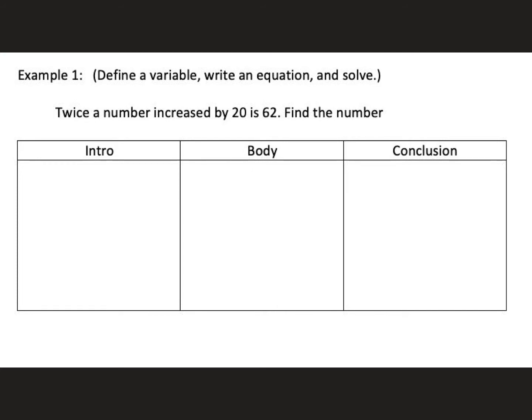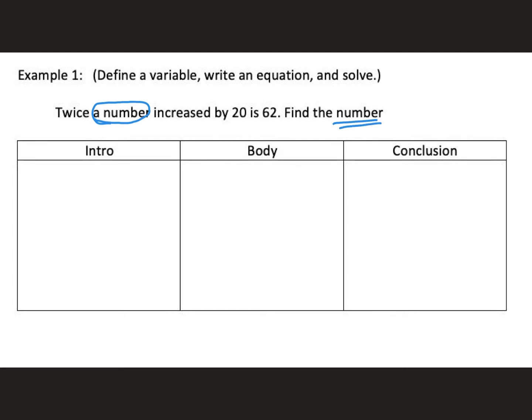And the way that we kind of look into it is kind of like an introduction, a body, and a conclusion. And so first of all, let's read what we have. Twice a number increased by 20 is 62. Find the number. So we're going to go ahead and translate this. So we talked about that a little bit earlier. Well, actually, what are we trying to find? Let's start there. So we have a number, right? That's what we're looking for. And it says to find a number.